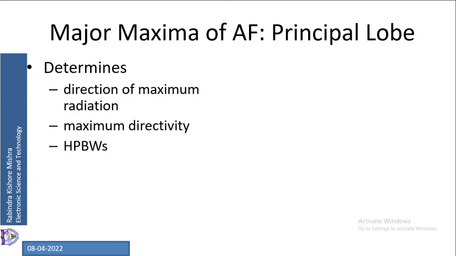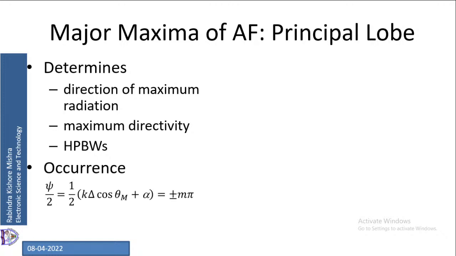Therefore, we find out from this the half power beamwidth. Where will they occur? They will occur when psi by 2 is equal to 1 by 2 k delta cos theta M plus alpha. This will be equal to plus minus m pi. So from this you will get theta m is equal to cos inverse 1 by k delta into minus alpha plus minus 2m pi.